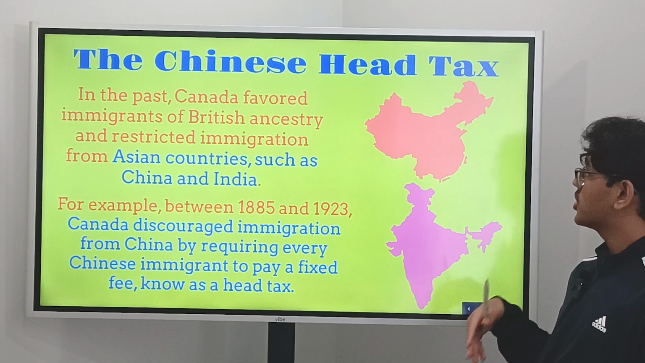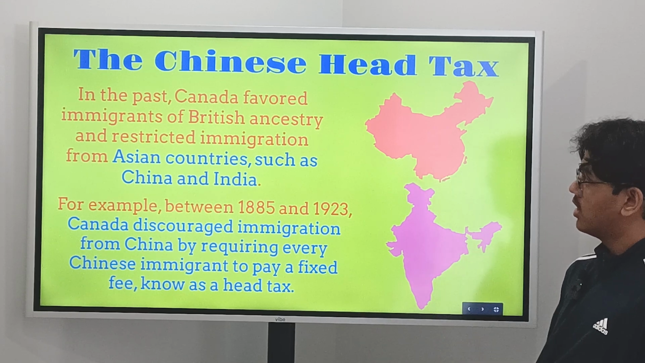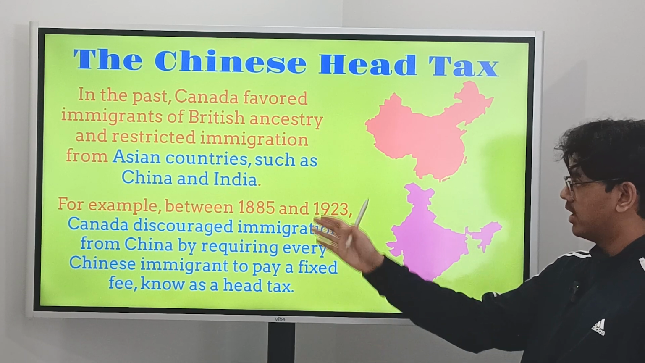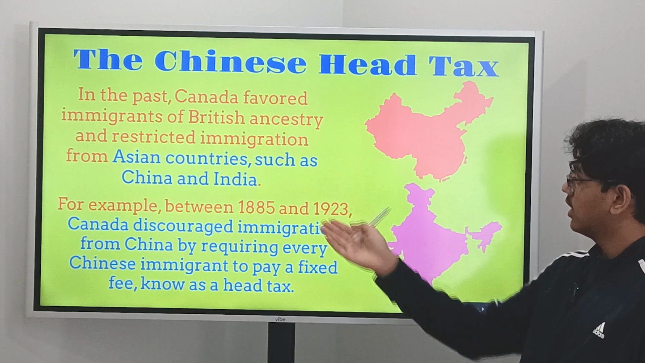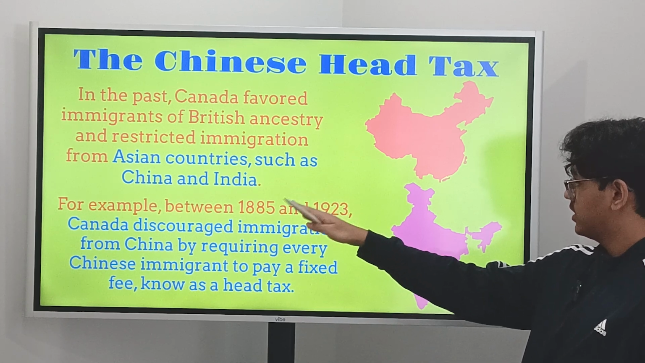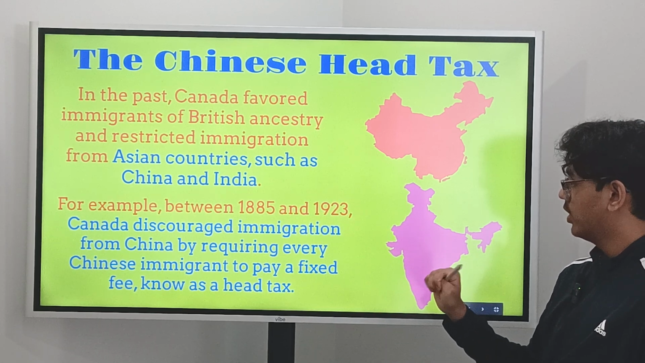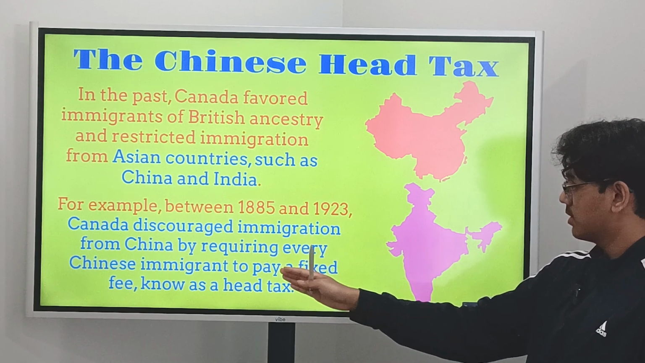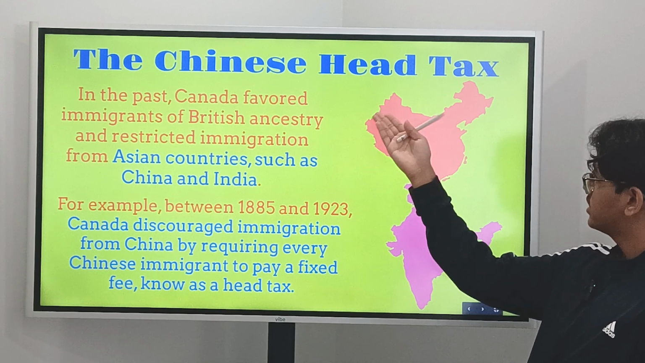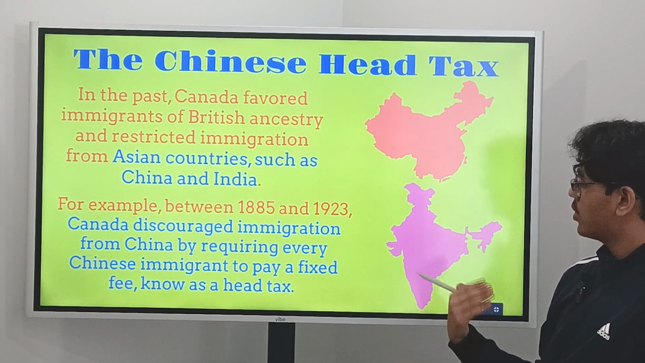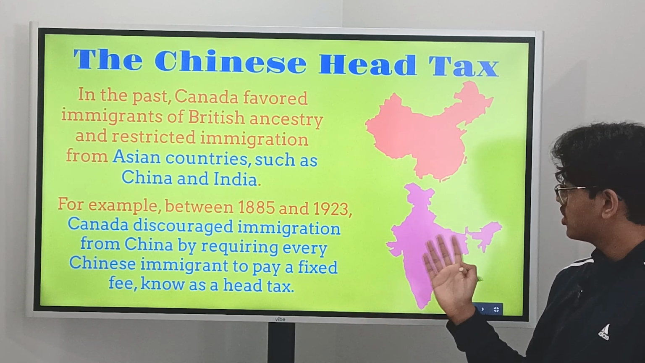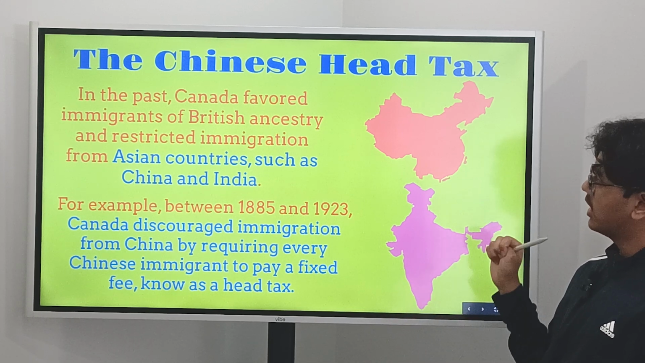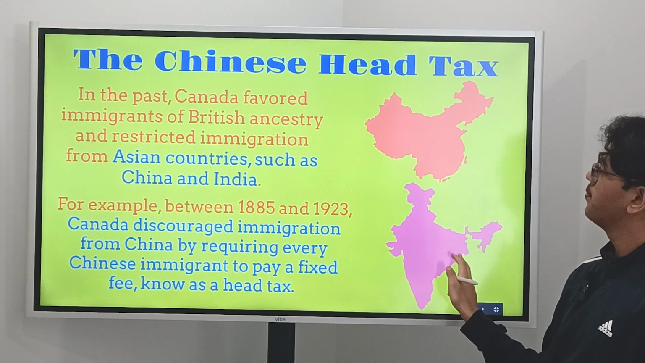So basically, in the past, since Canada favored immigrants of British ancestry and did not like immigrants from China and India, between 1885 and 1923, they put a fixed fee on every Chinese immigrant, and that's what we call the Chinese head tax. That was just something to discourage immigration from China and keep them away from Canada. So that's what the Canadian government did back then.